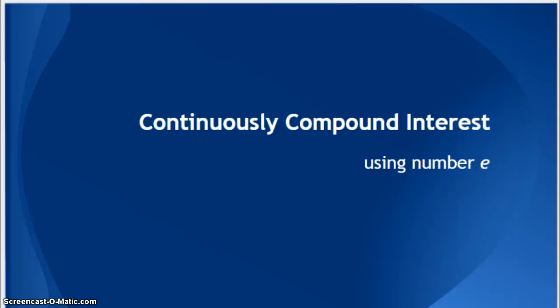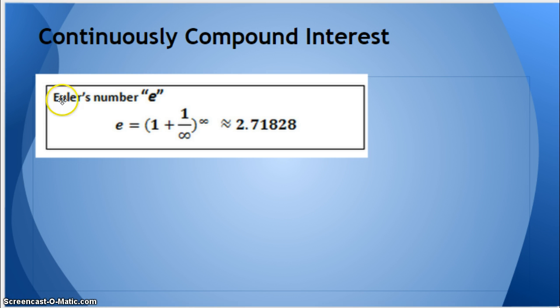In this lesson, we will learn how to use a formula to find the balance for continuously compounded interest using the number e. E is called Euler's number. Before I introduce you to the formula, I want to briefly introduce the number e. E is another irrational number, like pi. It's called Euler's number, e.